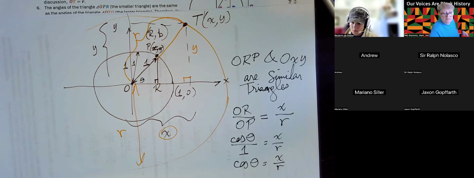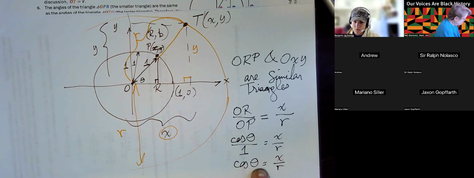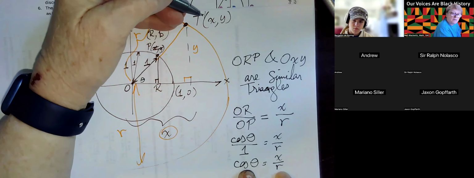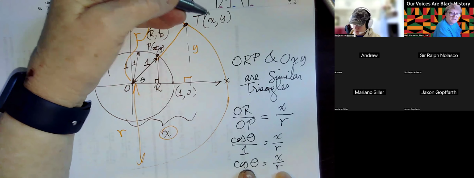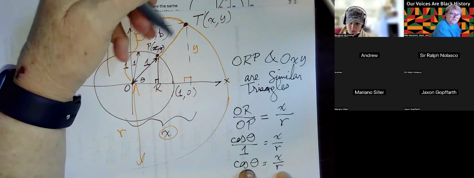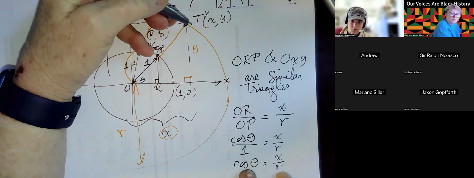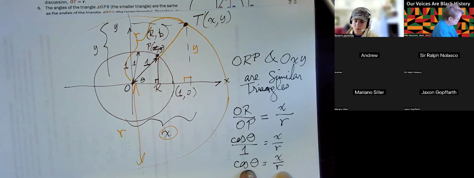So now we have extended the definition for cosine to relate to the x value of a point not on the unit circle divided by the distance or the radius of that point from the origin.